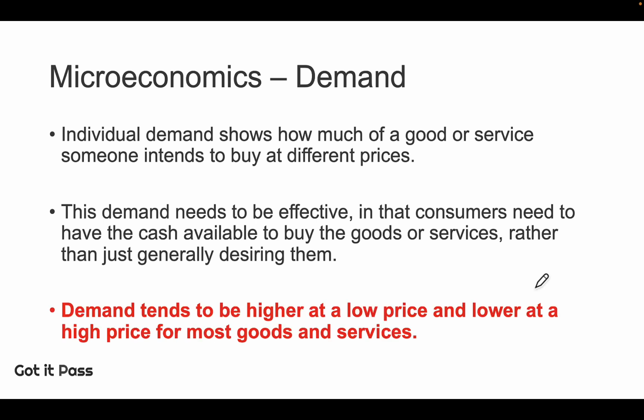Demand tends to be higher at a low price and lower at a high price for most goods and services. It is quite simple to explain. For many goods, if the price increases, the demand from the general public should decrease. On the opposite, if the price of a particular good is going down, that implies the demand for the good by the general public should go up instead. So here is a quite simple relationship between the price and the quantity demanded.